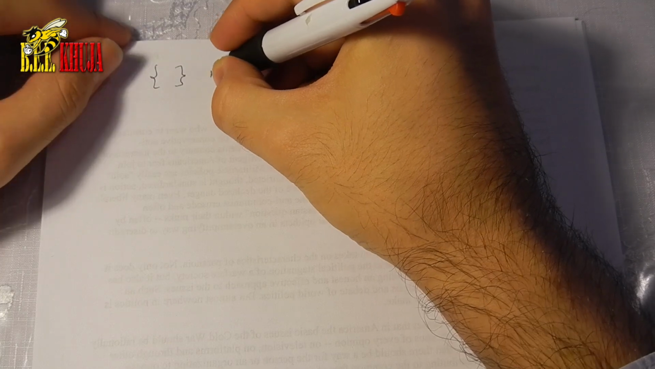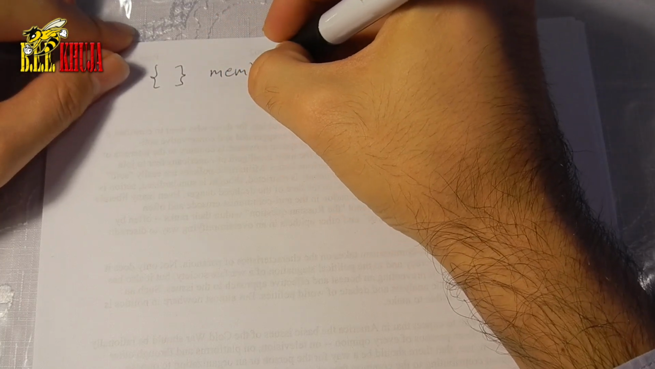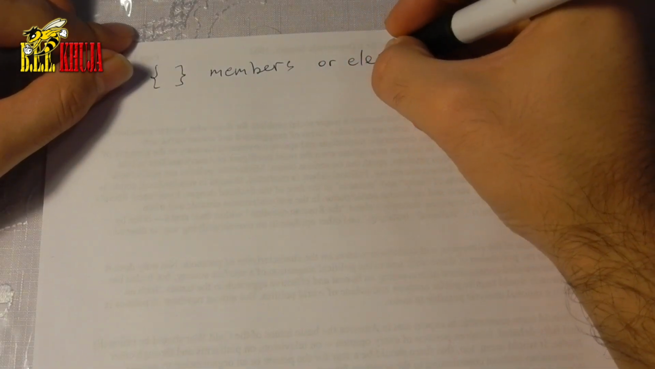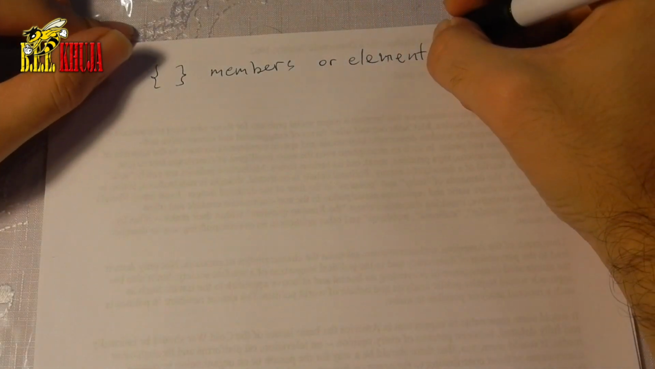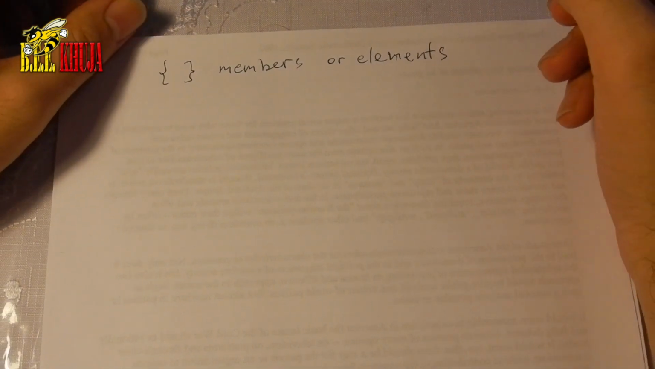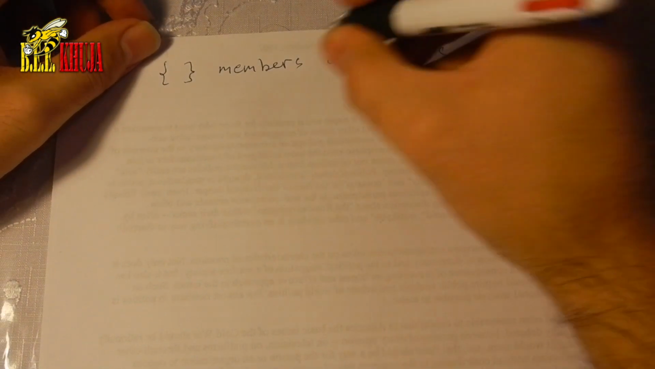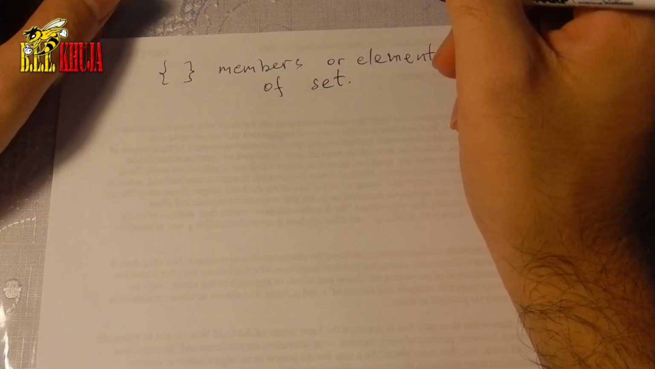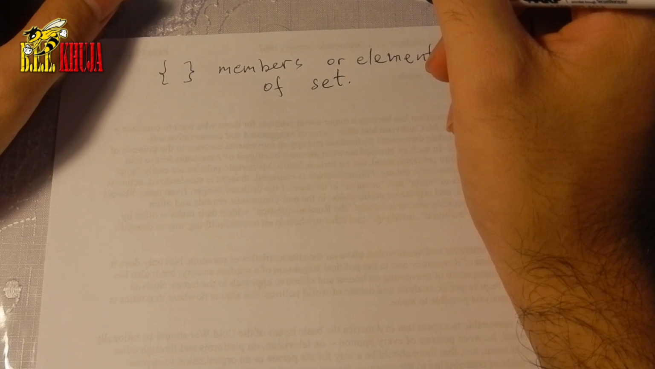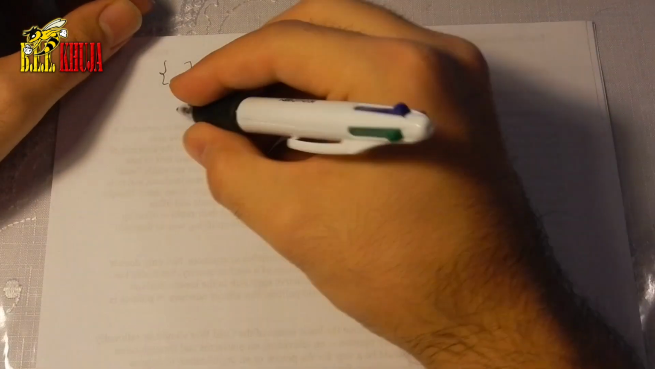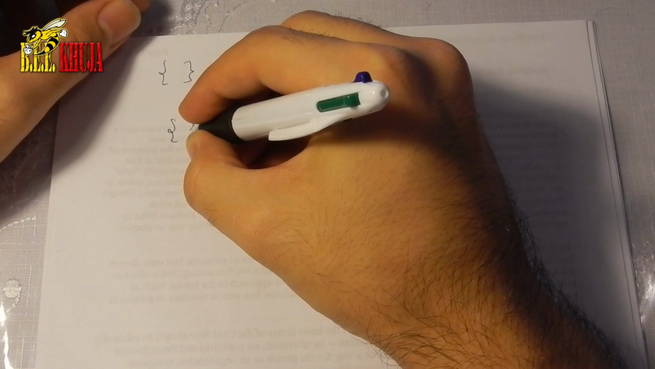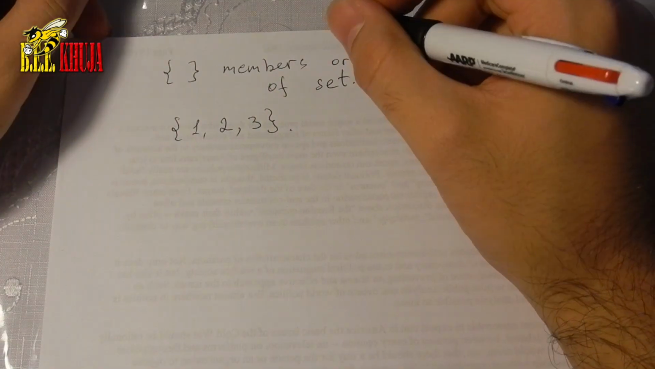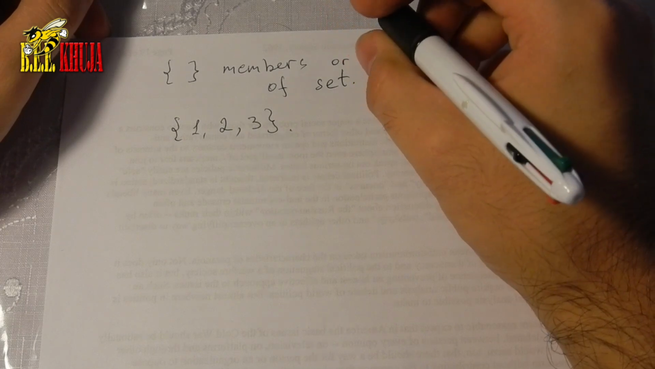Braces contain members or elements of a set. For example, if we want to write numbers 1, 2, and 3 symbolically, we just write them this way: braces 1, 2, comma 3.